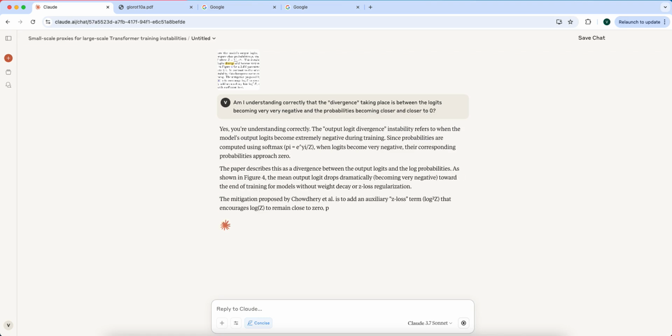Yes. Output logits become extremely negative. Probabilities approach 0. The paper describes this as a divergence between output logits and log probabilities. As shown in figure 4, the mean output logit drops dramatically, becomes very negative, toward the end of training for models without weight decay or z-loss regularization. The mitigation proposed is to add an auxiliary z-loss term, log squared z, that encourages log z to remain close to 0, preventing this divergence.